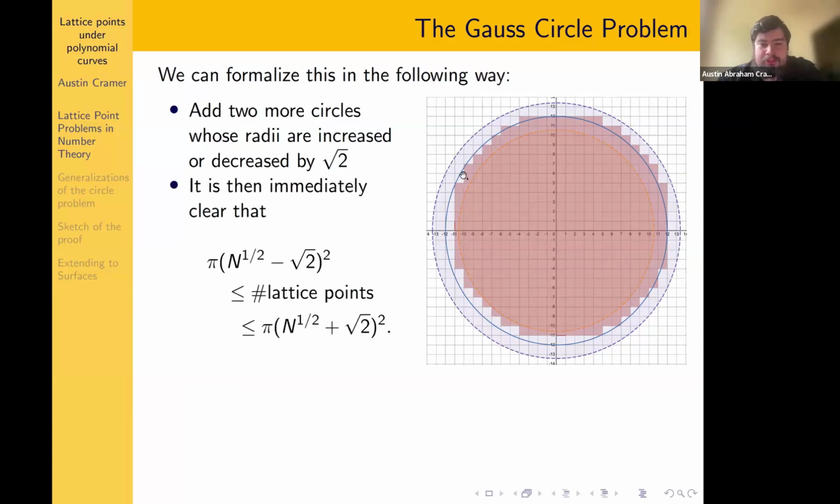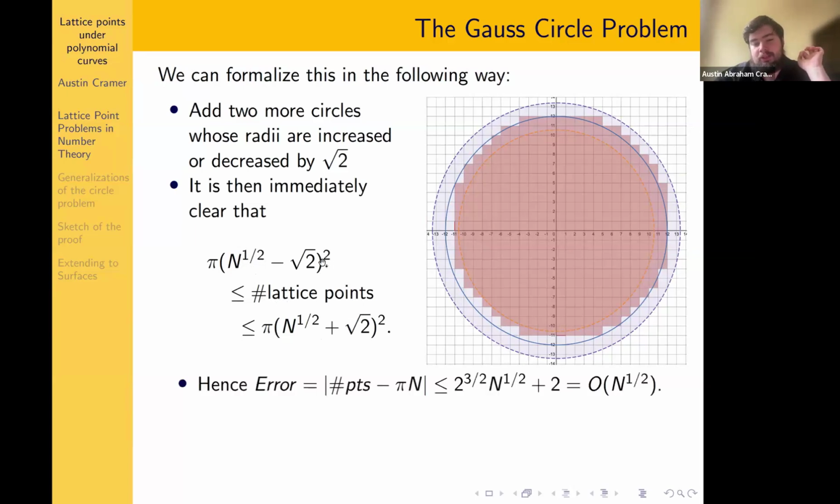So then the original circle had radius root n, so the area of the smaller circle is pi times root n minus root 2 squared. And that's less than our number of lattice points. And then our upper bound is pi times root n plus root 2 squared. And so you expand these all out, you rearrange some inequalities, and we find that our error, the number of lattice points minus the area of the circle, is at most 2 to the 3 halves times root n plus 2. So on the order big O of n to the 1 half.